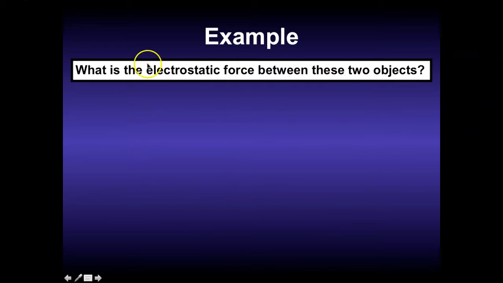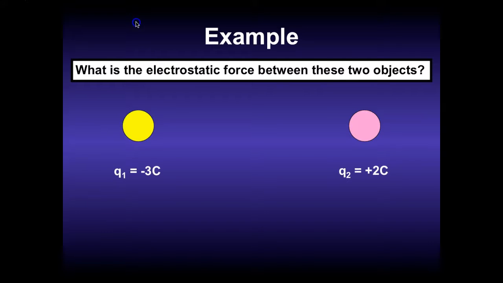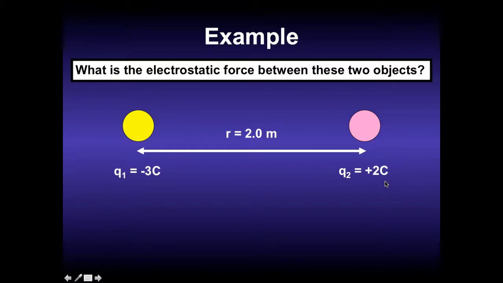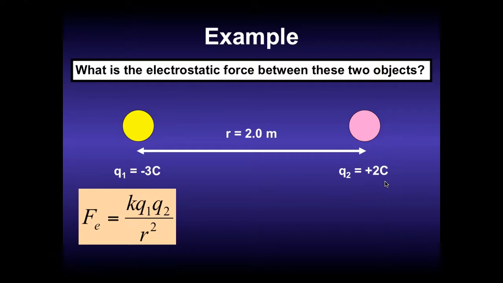Now, another example, two more examples actually. What is the electrostatic force between two objects if I have a charge of negative 3 coulombs and positive 2 coulombs? I just plug that right into my equation. Oh, and I gave a distance of 2 meters. Now, these are totally made up.